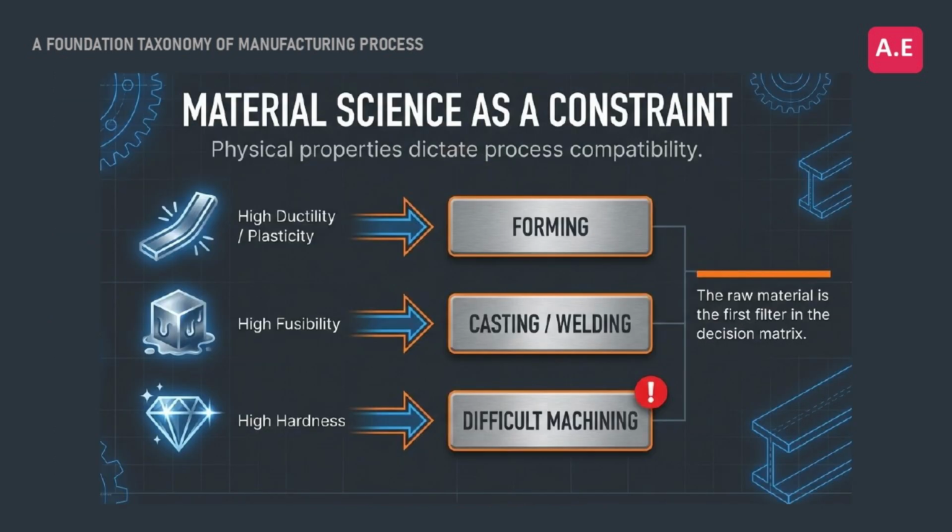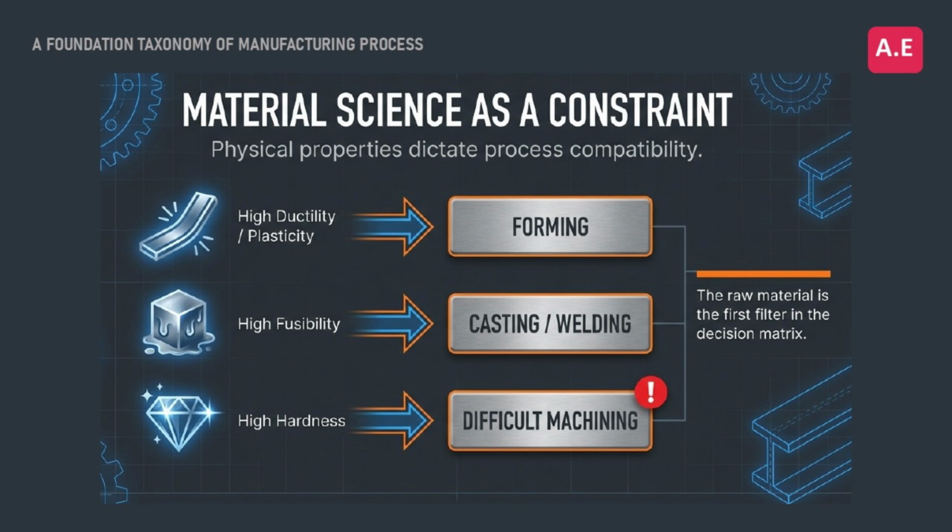The first major constraint is often the material itself. The material's physical properties dictate which processes are even possible. A highly ductile material like metal is perfect for forming. A material with high fusibility, like certain plastics or aluminum, is great for casting. But if a material is extremely hard, like titanium or hardened steel, your only option for precise shaping might be machining, and you'll need some very tough tools to do it.